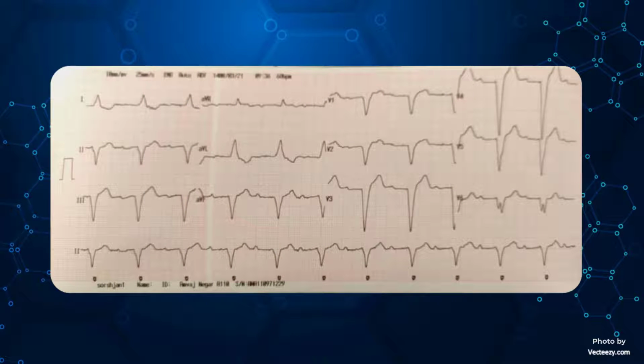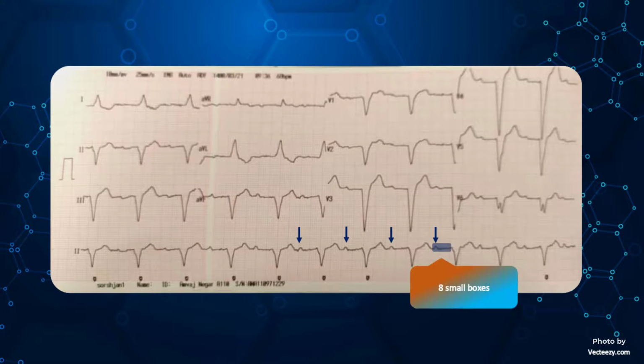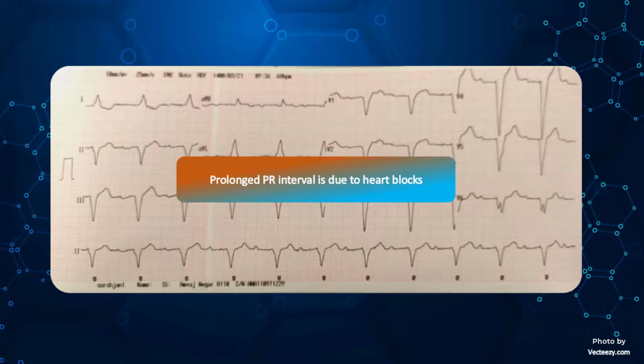This is another example. What do you think about the PR interval? Is it long, short, or normal? In order to calculate PR interval, we should find P waves first. Here, arrows are showing the P waves. So, the PR interval in this strip is nearly 8 small squares, which is obviously prolonged. Remember that prolonged PR interval is due to heart blocks.